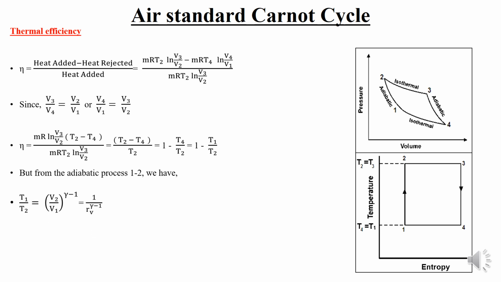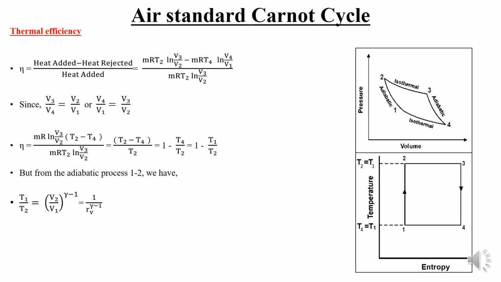But in terms of compression ratios, if you want to express this efficiency, how can you write it? We should know the relationship between temperature and volume. Since it is a perfect gas equation, the temperature and volume relation is given by T1 by T2, that is also equal to V2 by V1 to the power gamma minus 1. So these relations you have to remember.